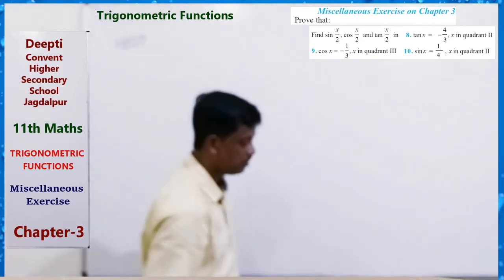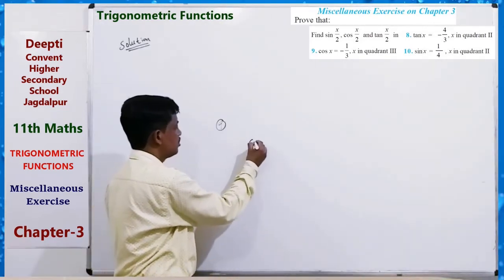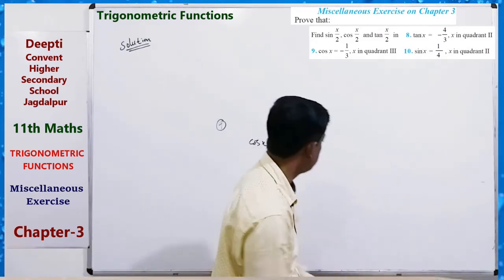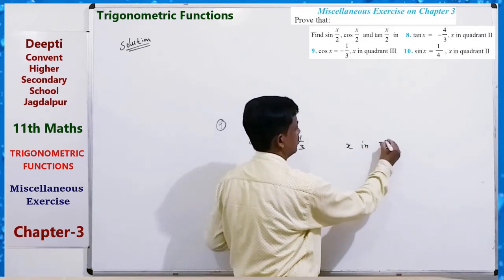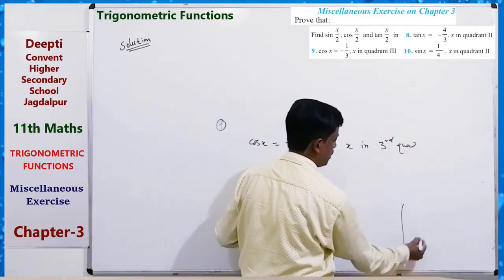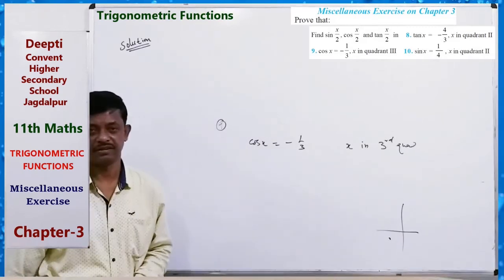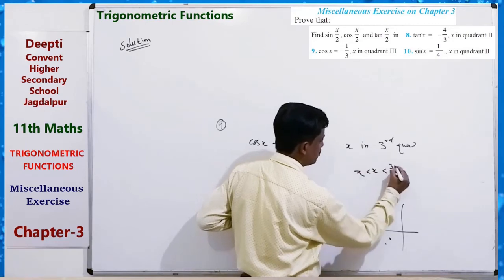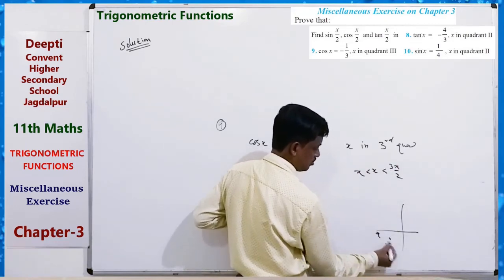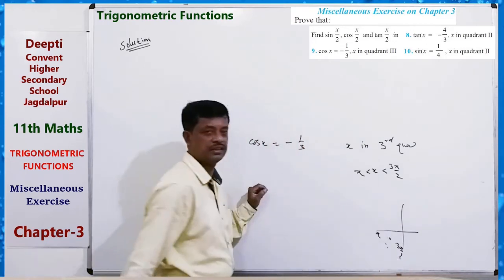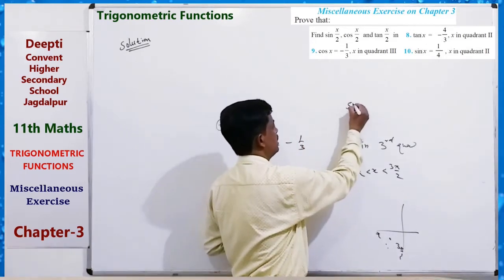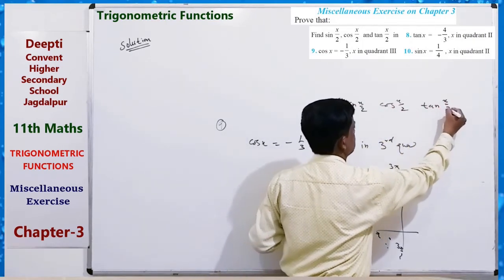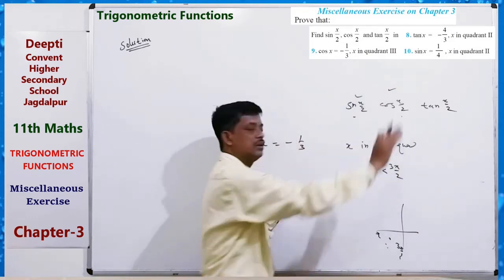Now question 9. Cos x equals minus 1 by 3, and x lies in the third quadrant. That means x lies in pi to 3 pi by 2. Here lies x. We have to find the values of sin x by 2, cos x by 2 and tan x by 2. So first of all we find these two, and then tan x by 2.